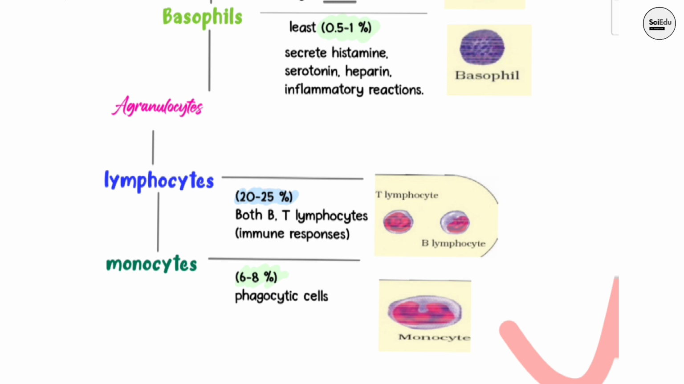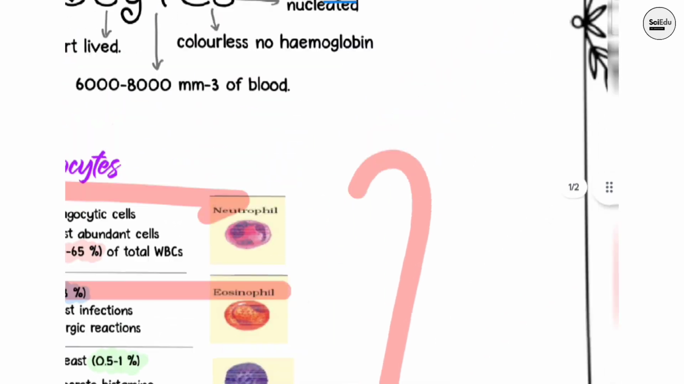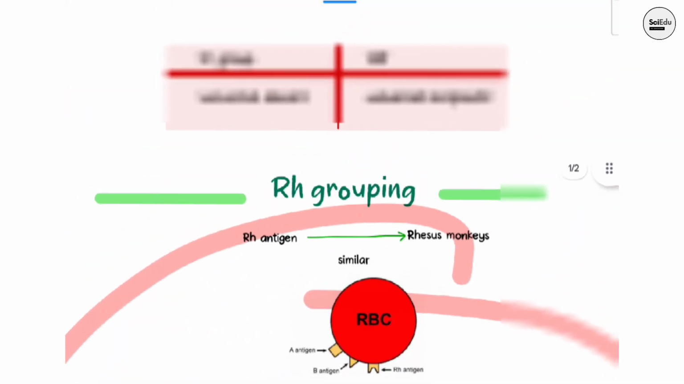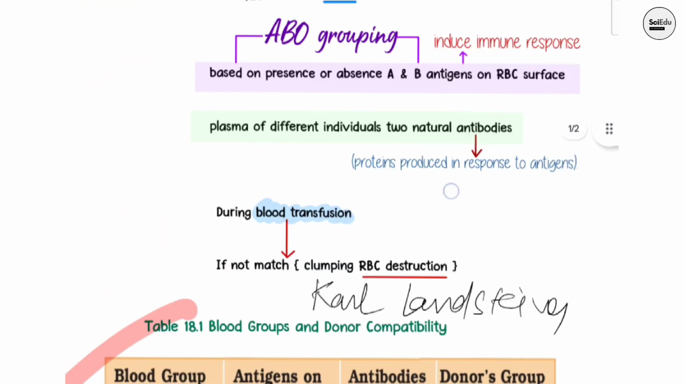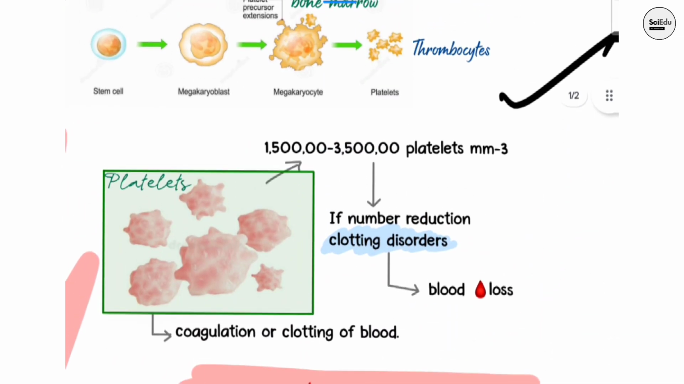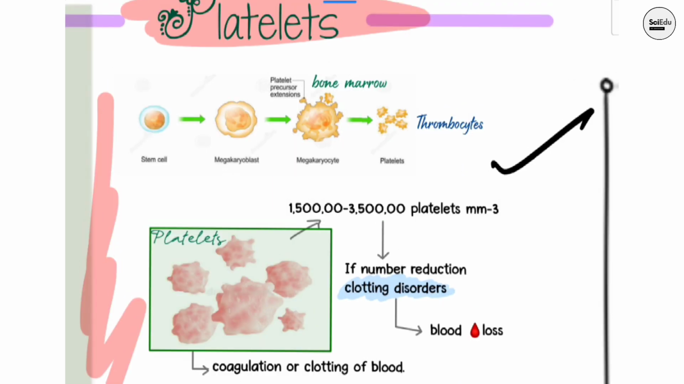Platelets, also called thrombocytes, are cell fragments produced from megakaryocytes, special cells in the bone marrow. Blood normally contains 1,500,00 to 3,500,00 platelets per mm3. Platelets can release a variety of substances, most of which are involved in the coagulation or clotting of blood. A reduction in their number can lead to clotting disorders, which will lead to excessive loss of blood from the body.